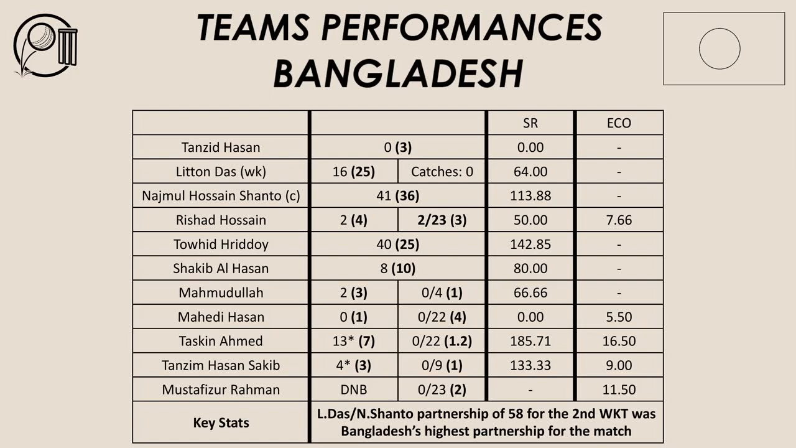You saw Hussain Shanto, the captain, try to break out with his innings. Same with Hildroyd as well. Both of them were trying to create something for Bangladesh, but they weren't able to do it. They didn't have support either. Wickets fell at regular intervals. Not many partnerships were established. The only partnership that was established was the 58 partnership for the second wicket between Das and Hussain Shanto. And that was pretty much the highest partnership of the match.